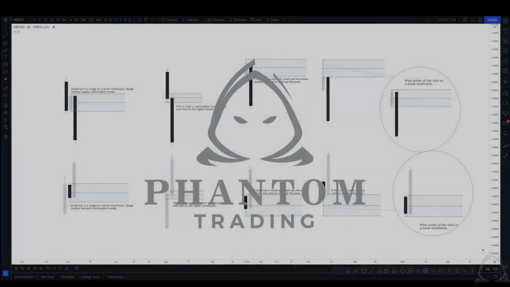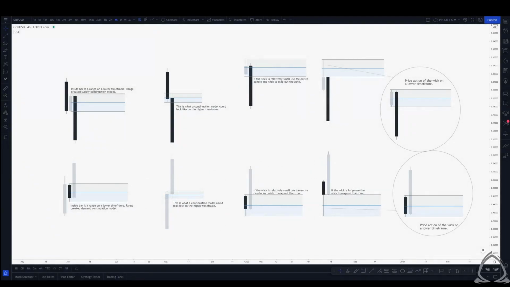A few refinements that you can integrate into your supply and demand zones are the concept of inside bars, how we can view continuation patterns on higher timeframes and what they look like on lower timeframes, and finally, what wicks represent. These are all refinements that relate to lower timeframes, but you can use the higher timeframes to build upon them.